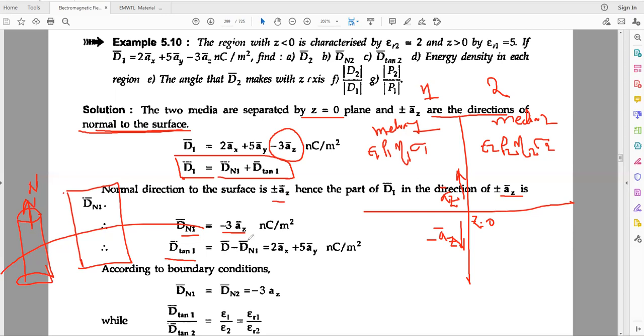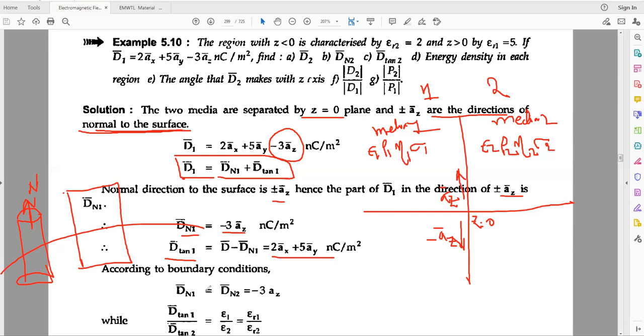When we subtract these two functions, D tan 1 is equal to D1 minus Dn1. The minus into minus is a plus 3 AZ bar, and here the minus 3 AZ bar gets cancelled. We have only the two terms, AX and AY.